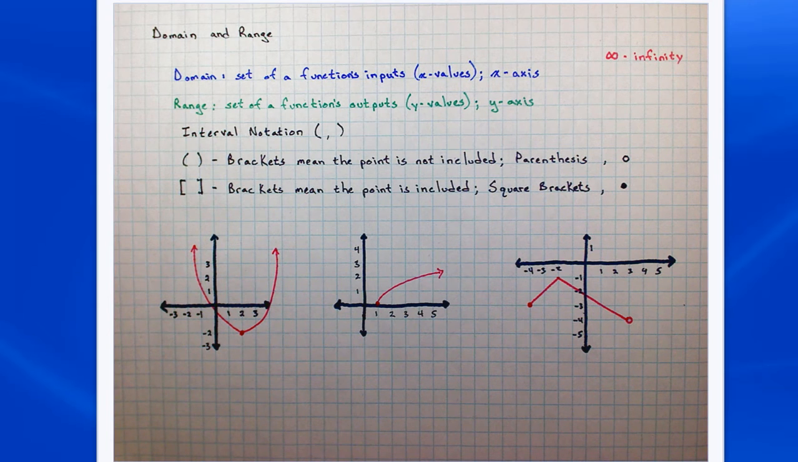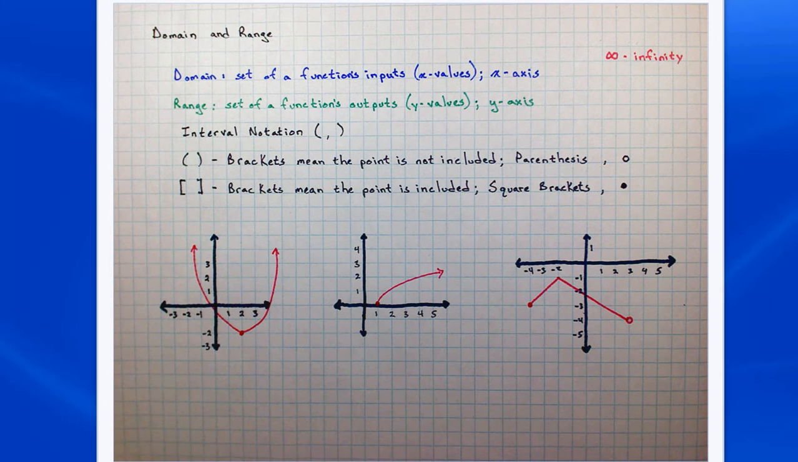Domain and range. The domain is the set of a function's inputs. It's the x values. Look at the x-axis to be able to see the domain. Range is the set of a function's outputs, the y values. It deals with the y-axis. Look at the y-axis to see the range.